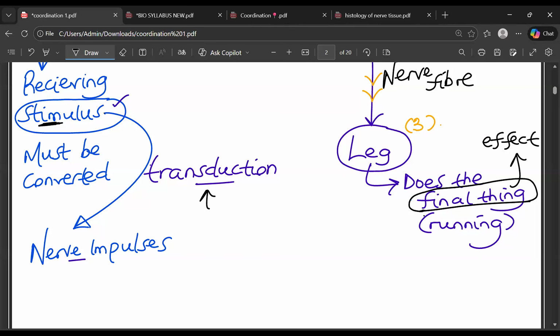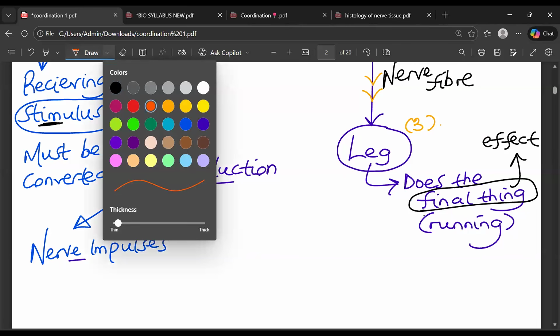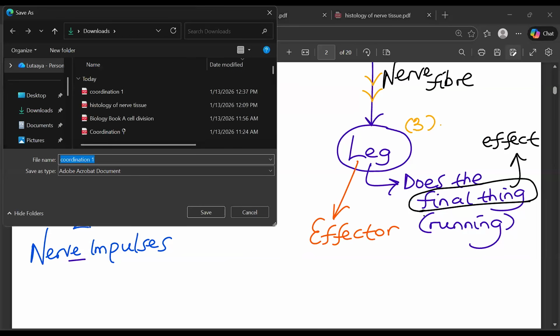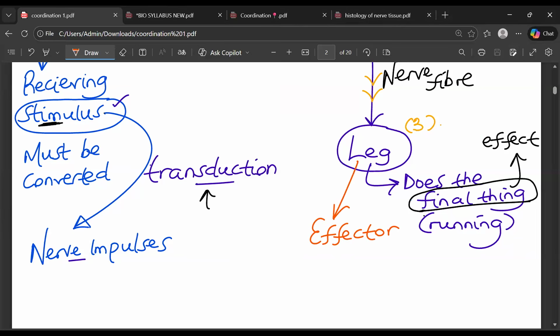So because of that, this leg will get a name. This leg will get a name and it will now be called the effector. It will now be called the what? The effector. Because it is doing the effect. It is doing the final thing. And I've told you about the effect. So it will be called the effector. And if it's an organ, someone can really call it the effector organ. Or someone can even just say effector. It is enough. Just enough.